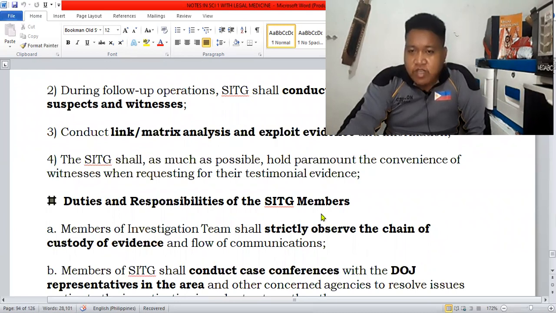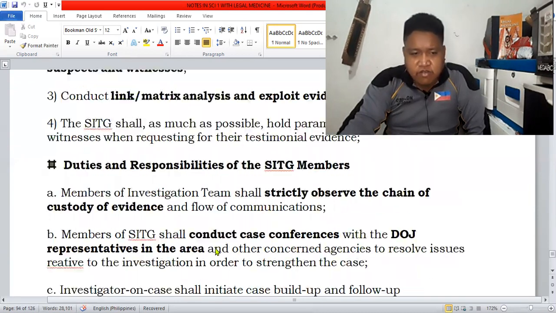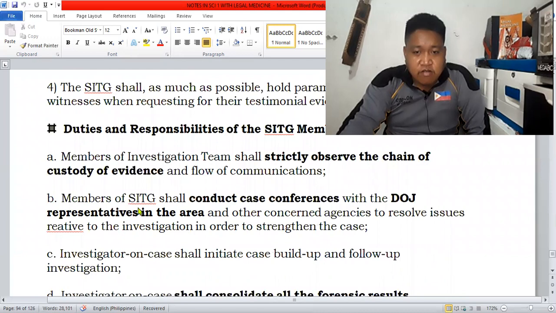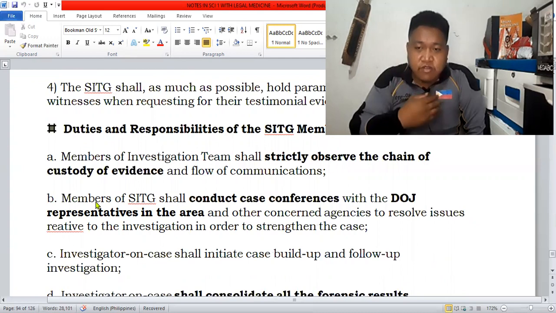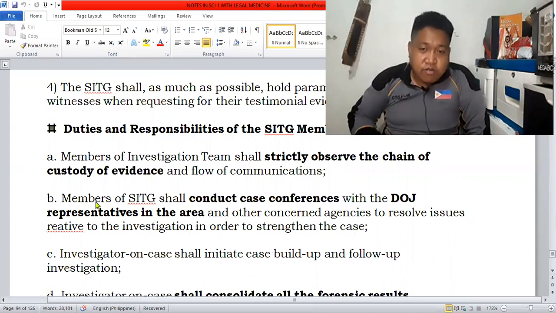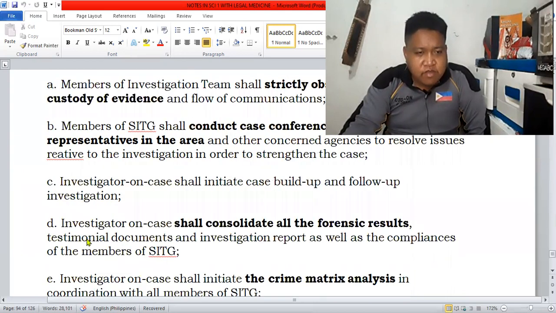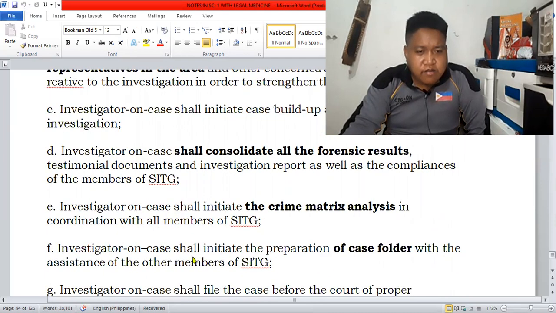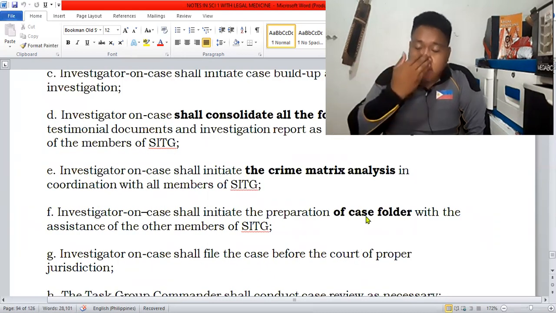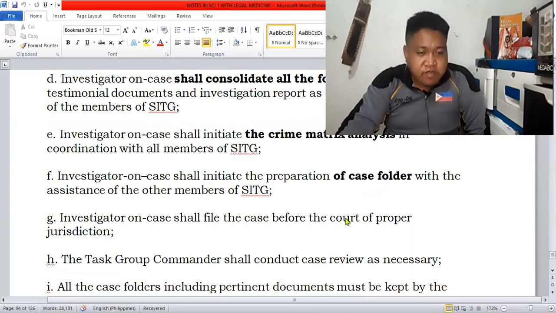Duties and responsibilities of the SITG: strictly observe the chain of custody. Always remember the chain of custody, because the court will look at that. It will help you if you follow the chain of custody. That will also give you credit and help you show the integrity of evidence. Then the case folder, the different reports, and evidence.